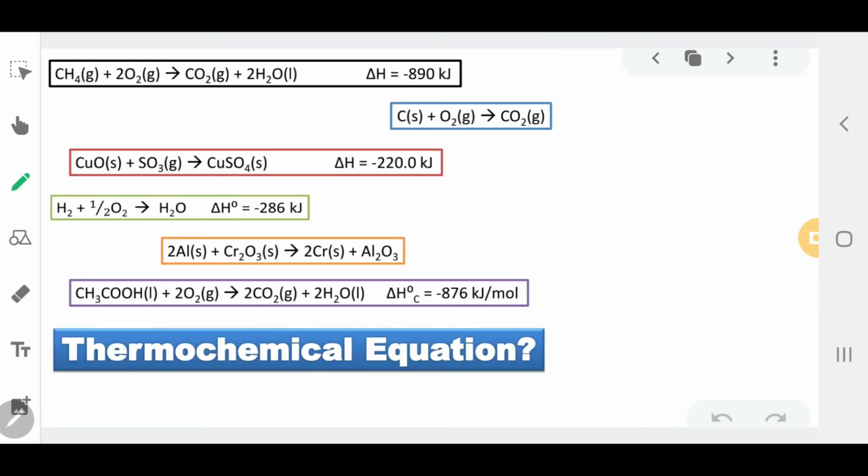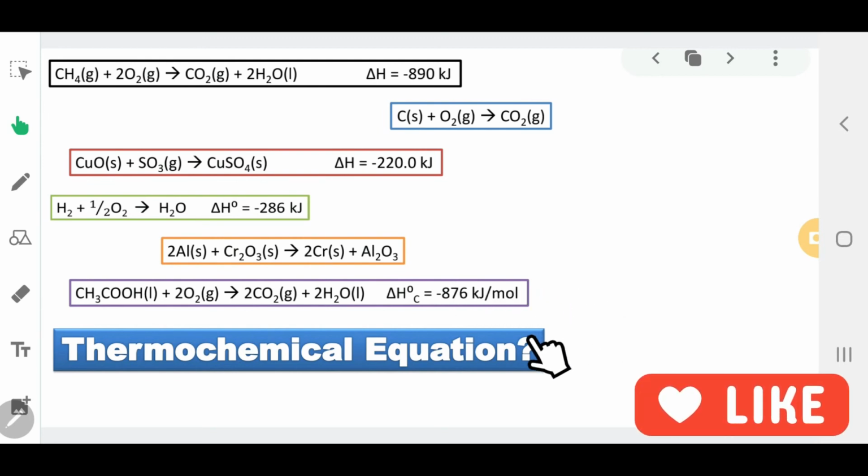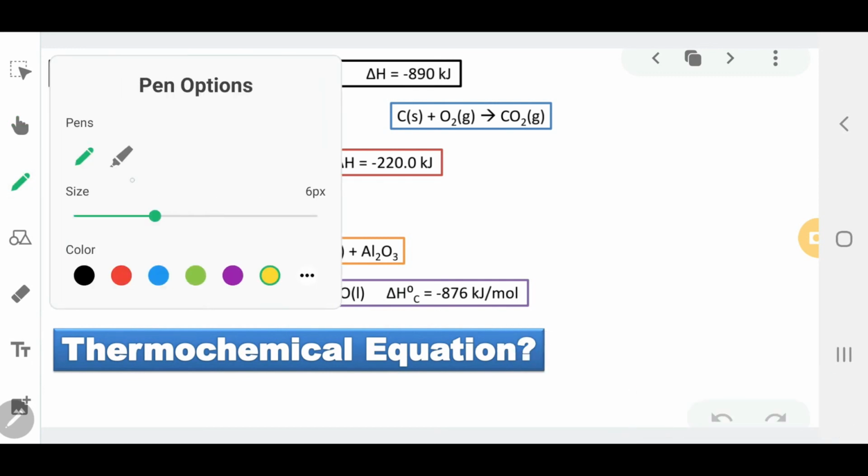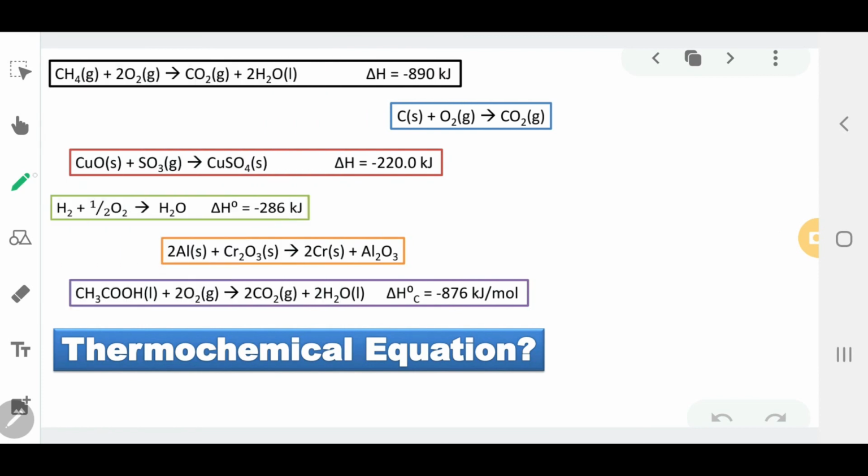Now, before we end, let's have a try at this very short exercise. Which one of these equations that we have in black box, in blue, in red, in green, in orange, and in purple, which one of them is a thermochemical equation and which one of them is not? Okay, let's have a look.